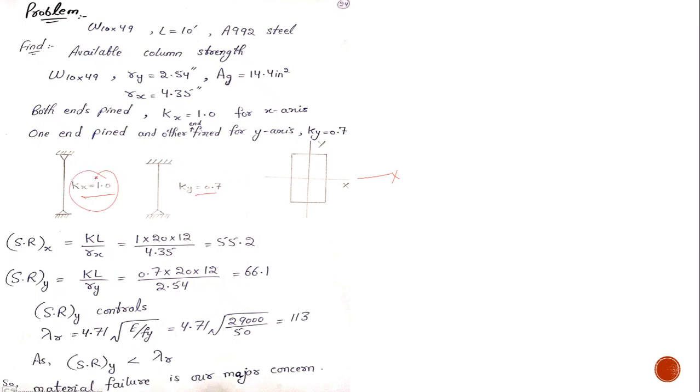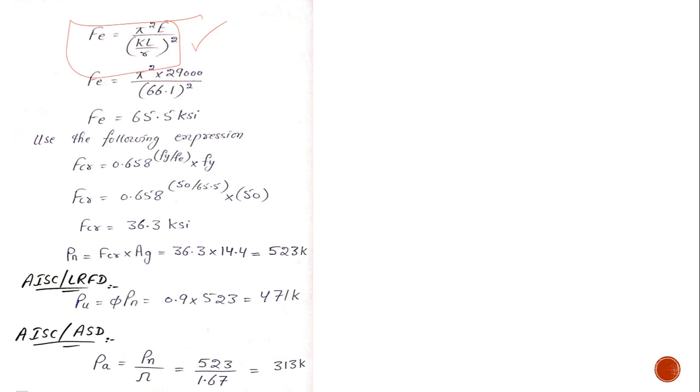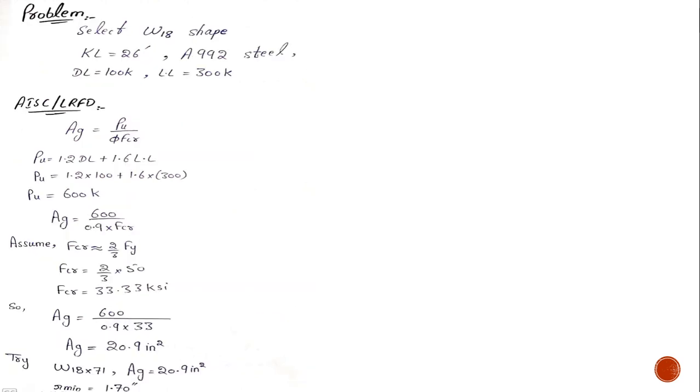Now there is a table for this k value, and you can find it in the manual as well as in the book. So this question is very easy and you should be solving it. I'm going to solve this question.